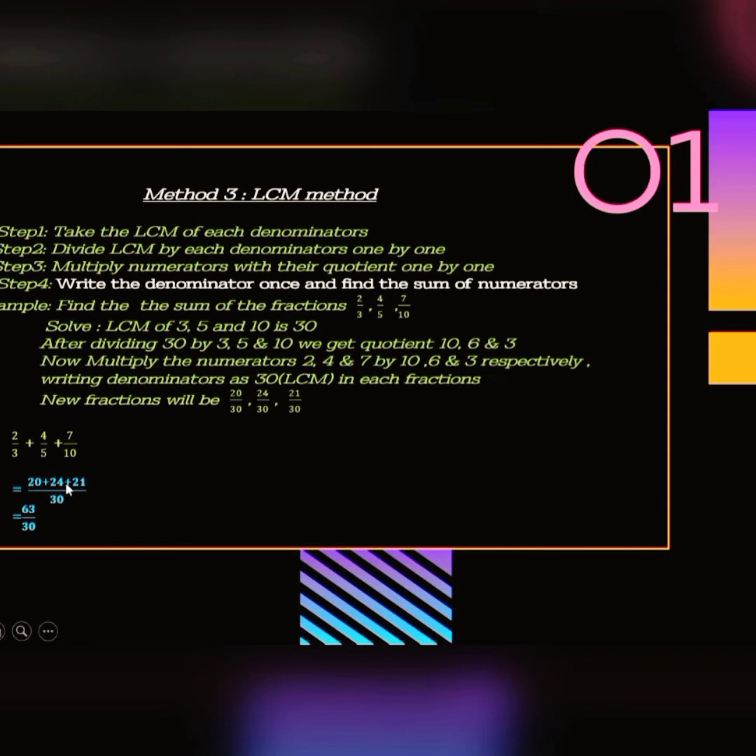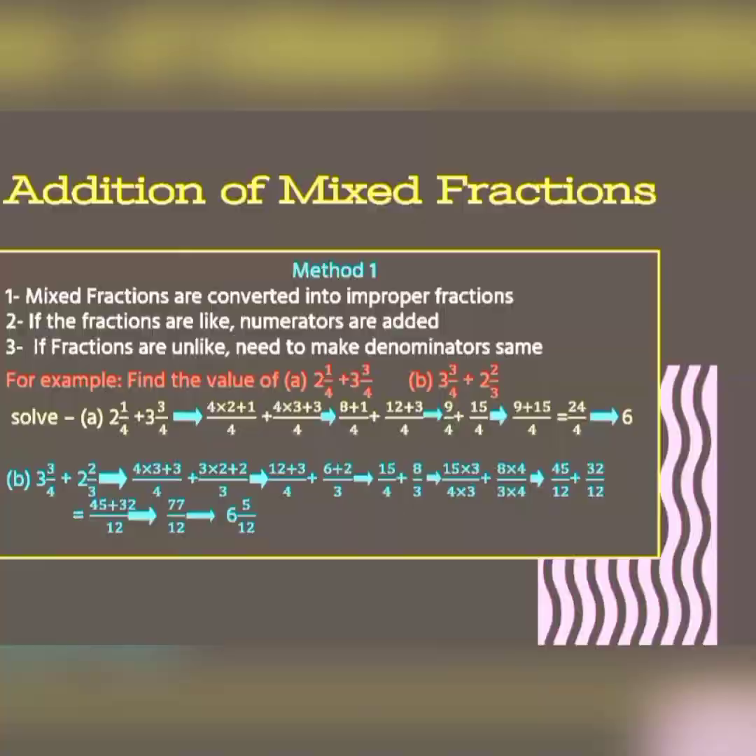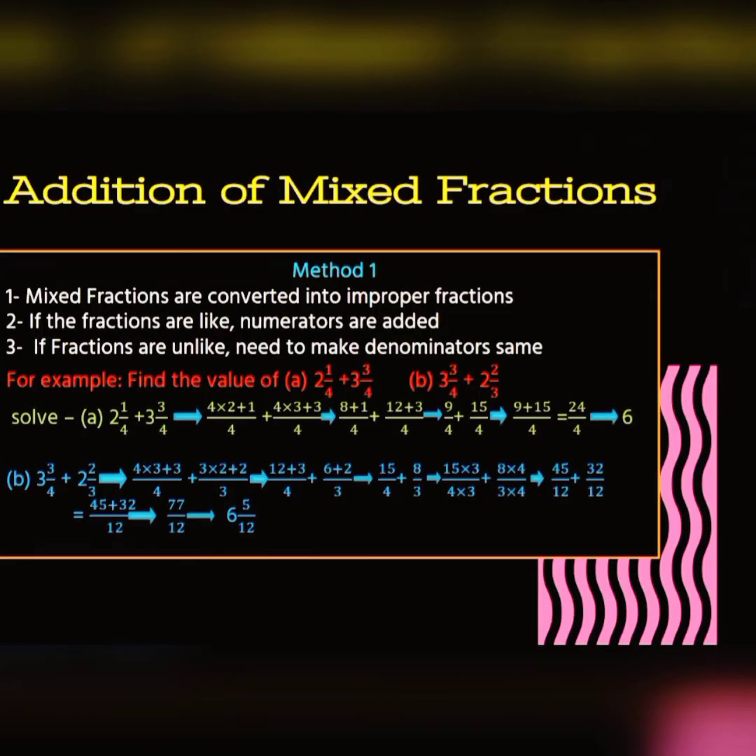So 20 plus 24 plus 21 will be 63. So the answer will be 63 upon 30. So this is the third method to find the sum of two or more fractions. Got it? Now, addition of mixed fractions.